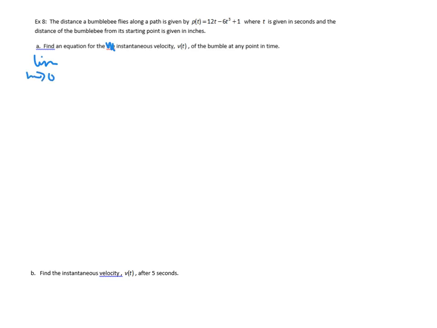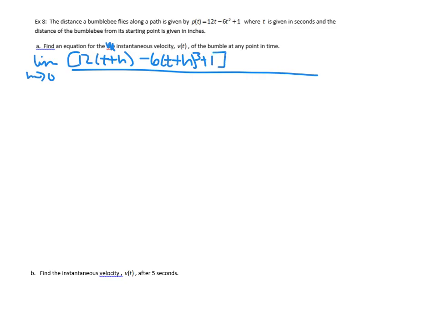Okay, I just had to find a better stylus. Okay, so we're going to plug in 12 times t plus h, minus 6 times t plus h cubed, plus 1, minus the function itself. Okay, so there's going to be a lot of simplifying.